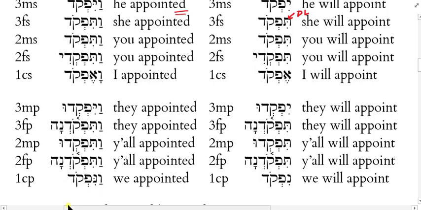So the good news here is that the semantics of the prefixes is the same for the WCI as it is for the imperfect. If you know your prefixes and suffixes for the prefix conjugation, you will always know who the subject is. All right? That's not new here. The only thing that's new is the special pointing of the vav and the fact that you'll always translate these as past time forms. Okay?